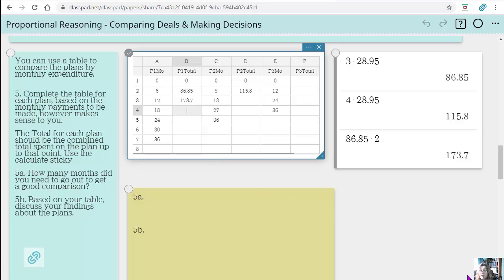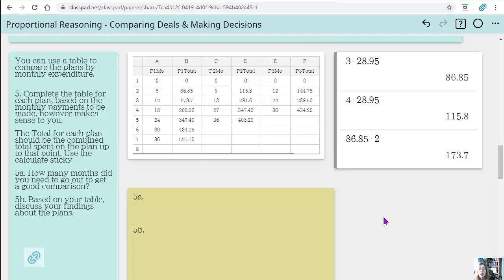I'm going to pause the video real quick and complete the chart, and then we'll come back so that we don't waste time watching me complete the chart. All right, that was quick. Here's the chart, all done.